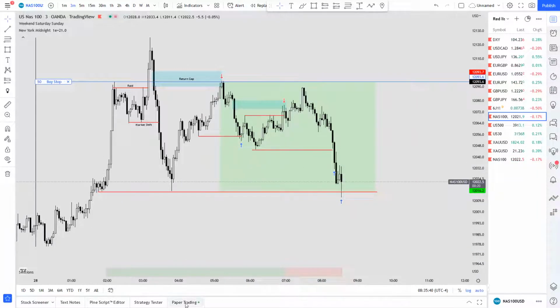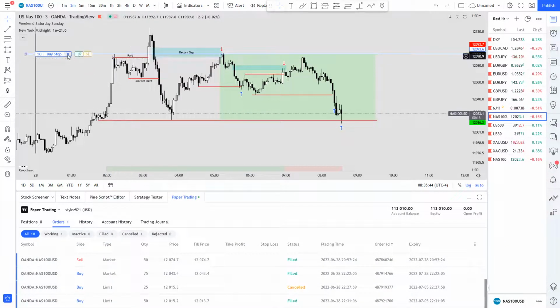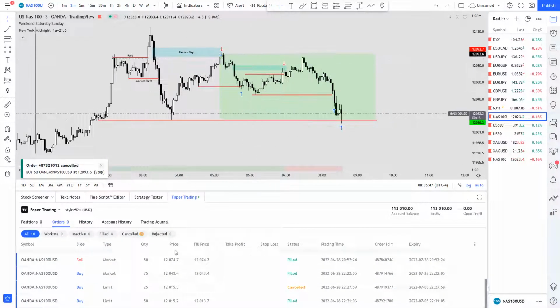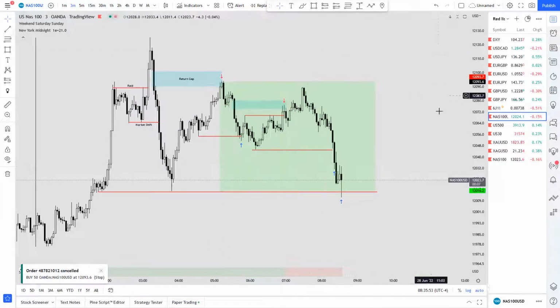Okay, so let's have a look at our account history and our orders. Oh, I should get rid of this buy stop. That was just my stop loss. This is the history. So we made a cool around 7k just on this Nas 100 trade.